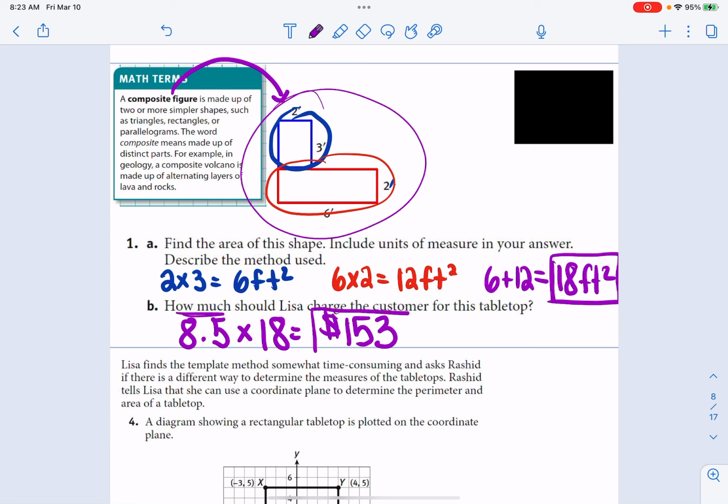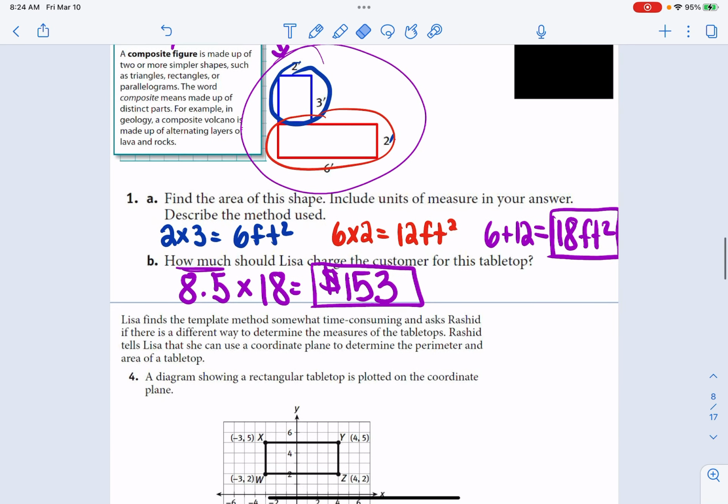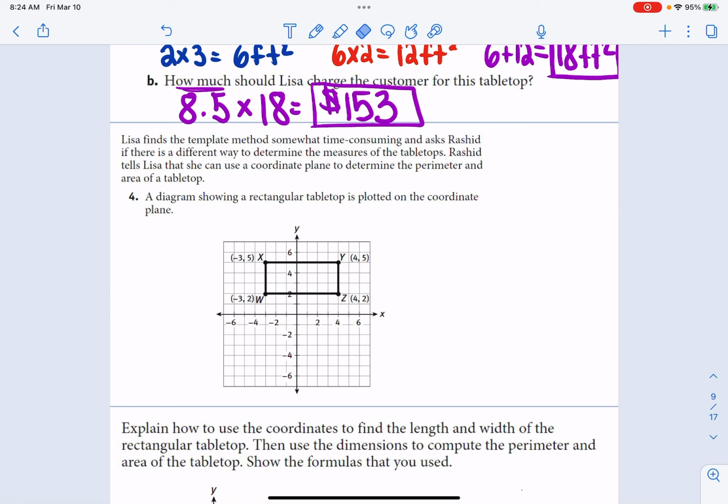Now, we could do this method every single time, but this also takes up a lot of time to break down the shape and then add them up. Another method that you can use, and this is only when you're given the graph, is to find the area using the dimensions of the graph. Okay, so let's do that now. It says Lisa finds the template method somewhat time consuming and asks Rashid if there's a different method to determine the measurement of the tabletops. So he uses the coordinate plane to determine the perimeter and area.